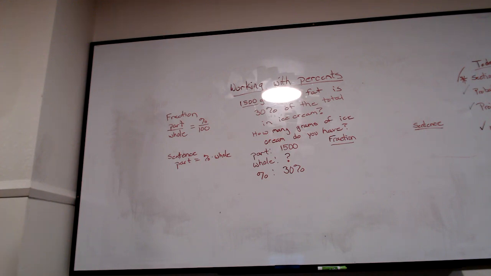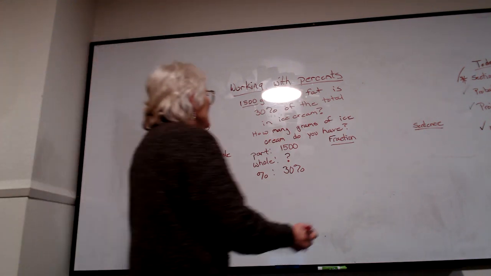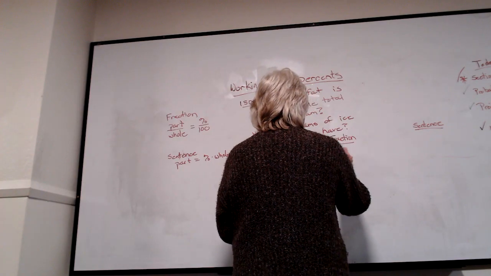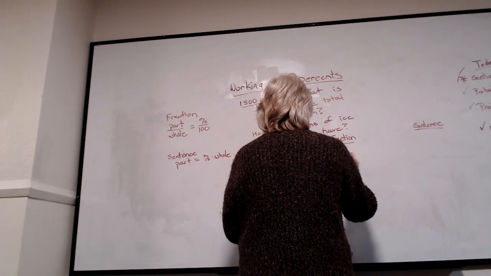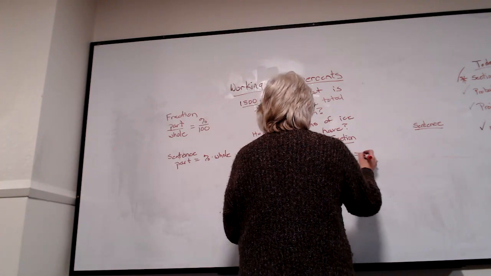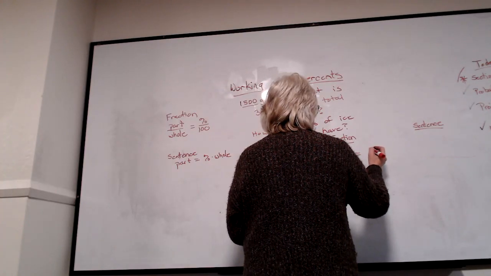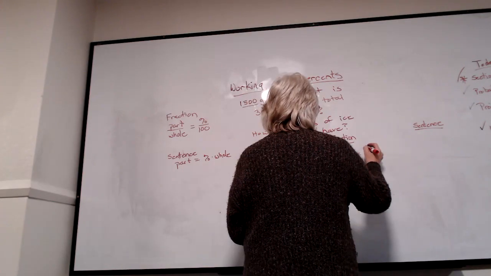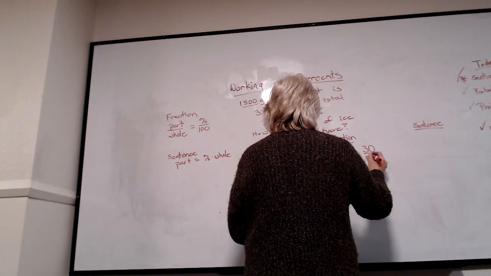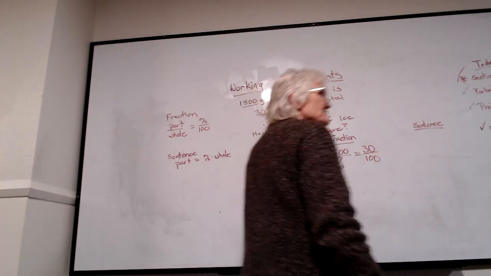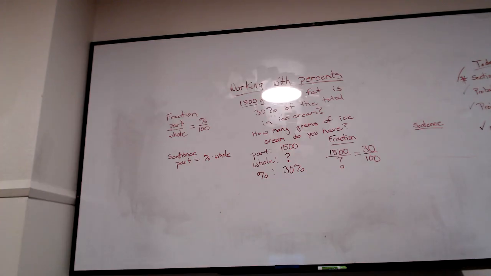I put the 1,500, and then I just put a question mark at the bottom. Okay, have the whole, and then equals next to it. And then the percentage, which was the 30, and then over 100. Okay, there we go. That's correct.